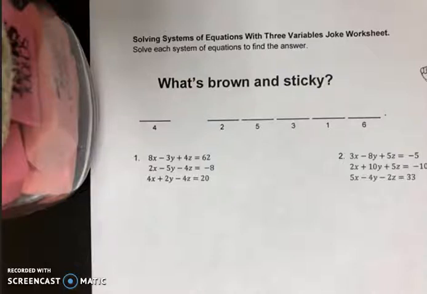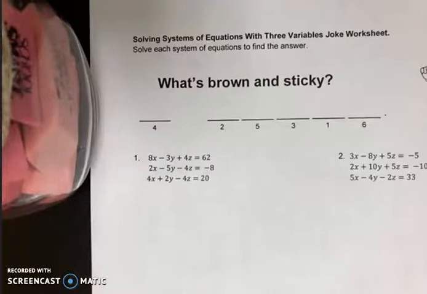In this video we will be solving systems of equations using three variables. This is a joke worksheet, so the question is, what's brown and sticky? As we're going through, you can probably try to figure it out as we take a look at the options and our answers. I'm going to start off with number one.